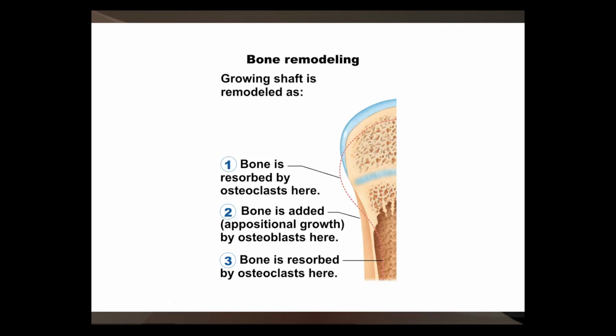So really it's just the cavity in the middle growing? Yeah, so the cavity in the middle is growing, and that allows it to be thicker too as it grows. It depends on your activity, but it expands the cavity as well. So that makes the diameter of the bone larger.